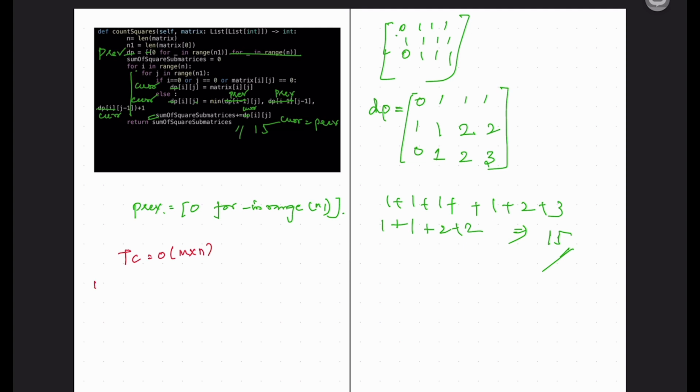For the first approach, the space complexity will be order of m cross n. For the second approach, the space complexity will be order of 2n, which is technically order of n.